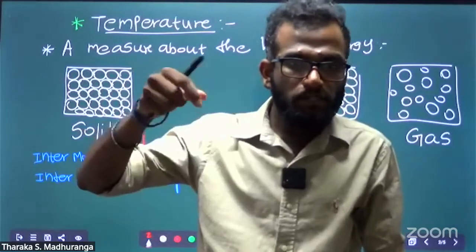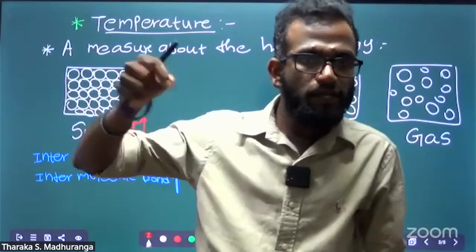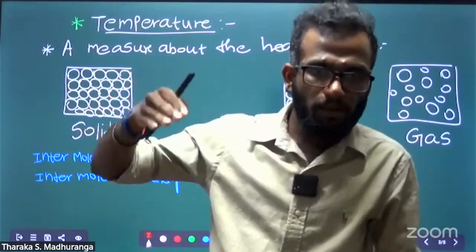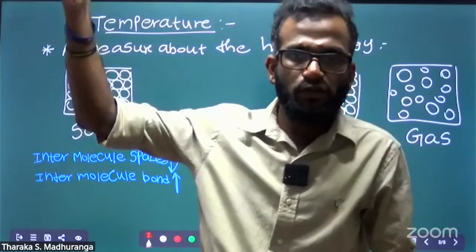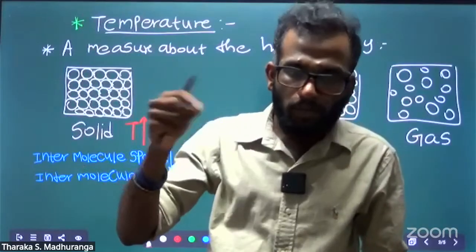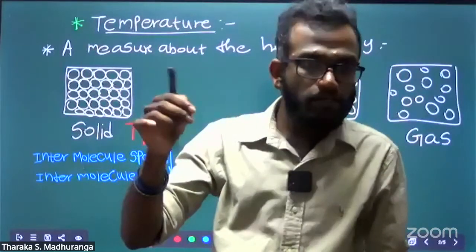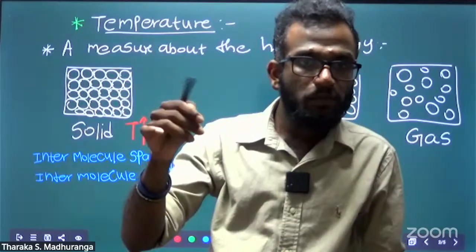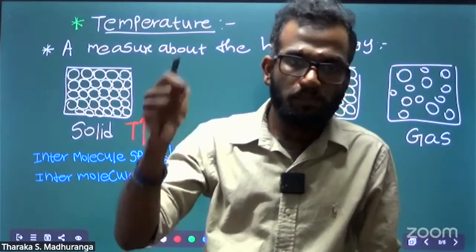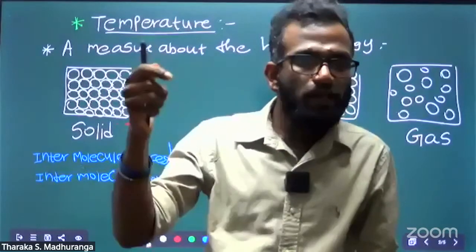Molecule vibration, molecule kinetic energy is gradually increasing. When we increase the temperature by 5, 10, 15, 20, the molecule kinetic energy gradually increases. Molecule kinetic energy, that means molecule vibration, is gradually increasing. When the molecule vibration increases, what happens?